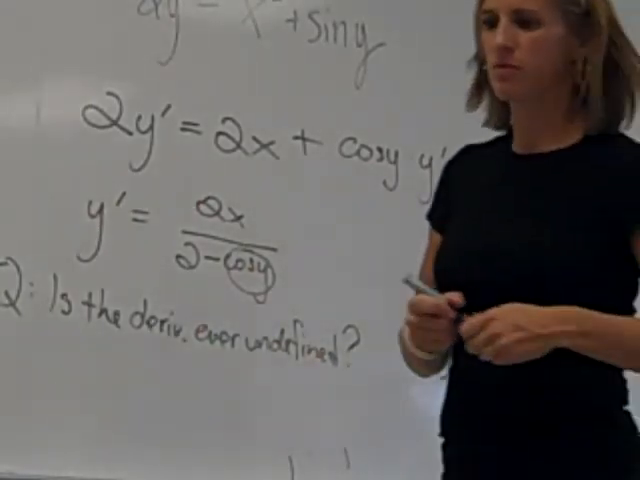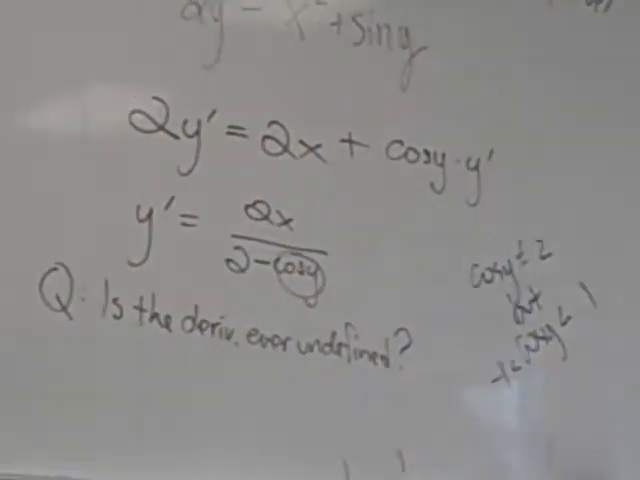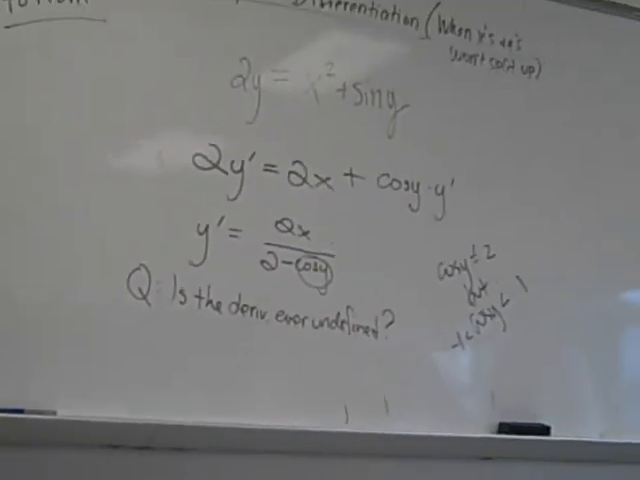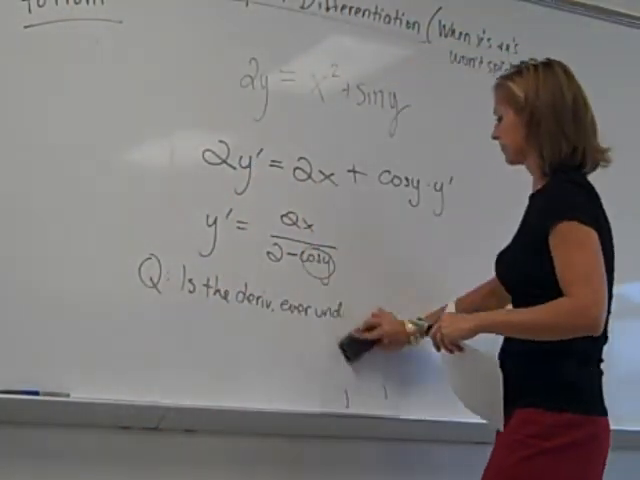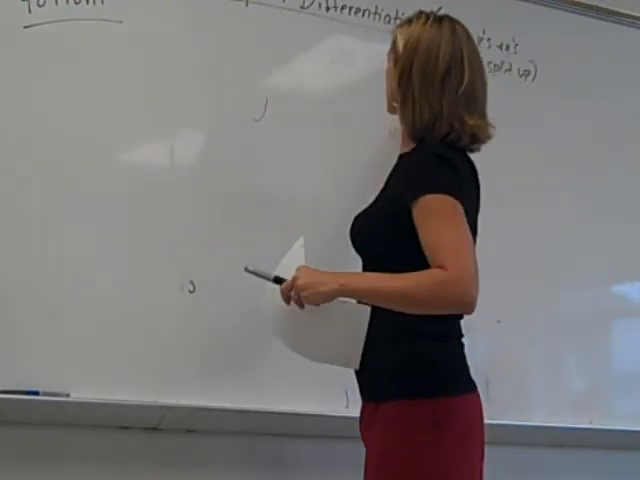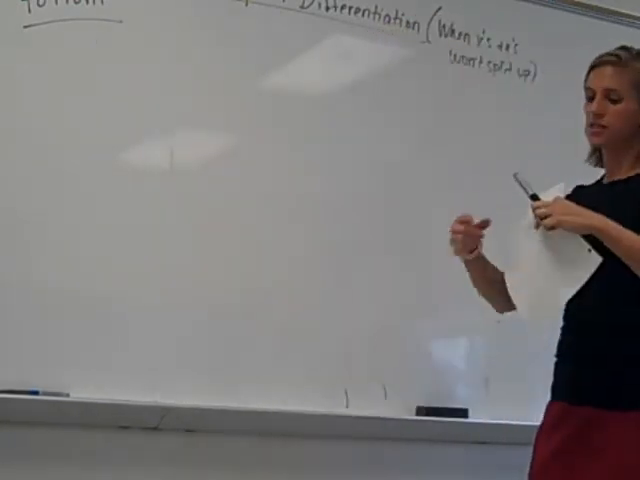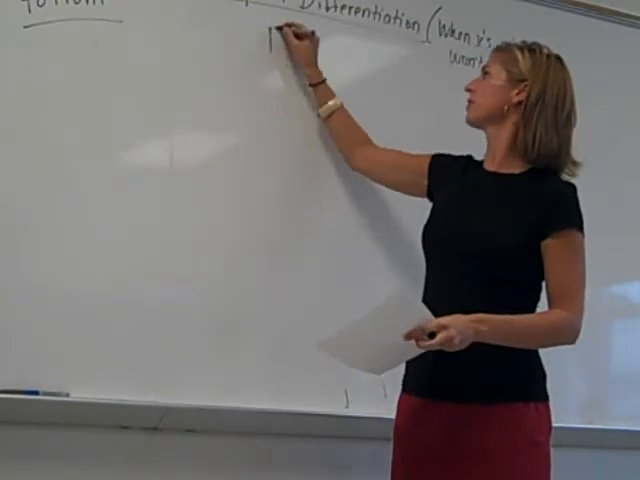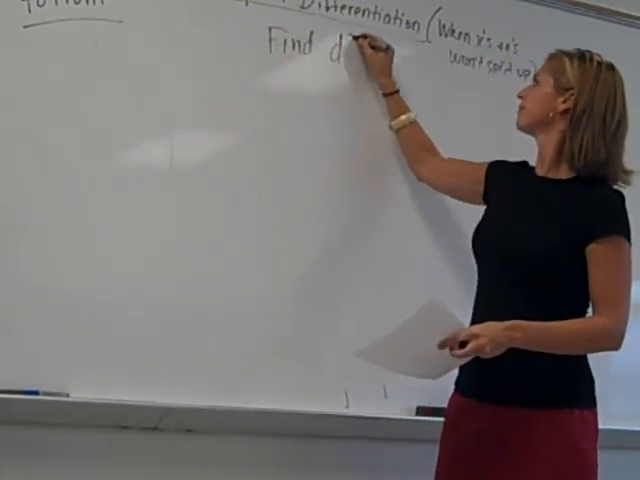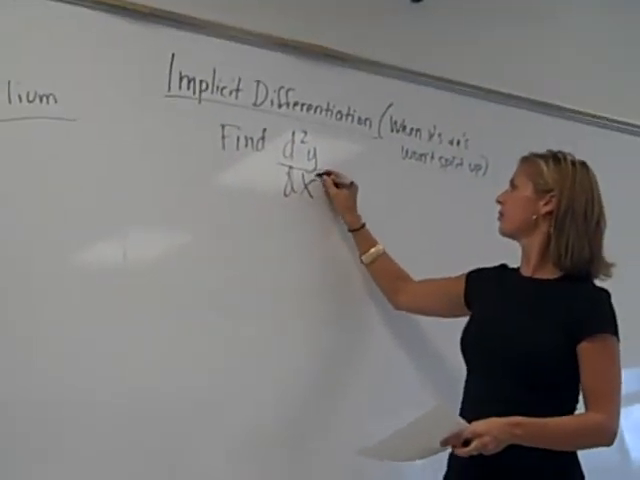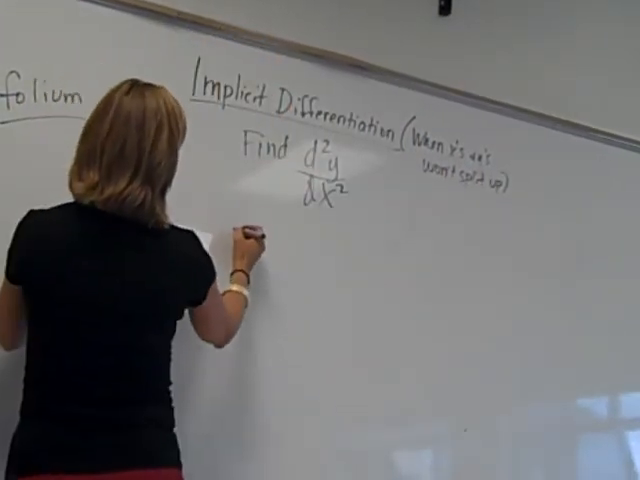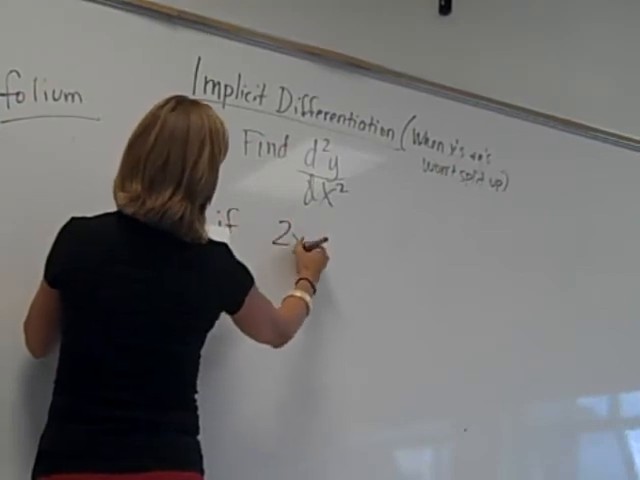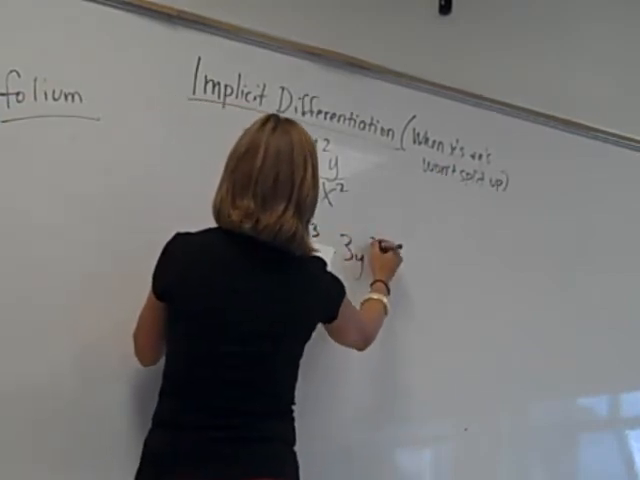Okay, there's just one more. We can use this stuff also to find the second derivative, so we're going to find the second one. Remember, d squared y over dx squared is how they write the second derivative. If 2x to the third minus 3y squared.